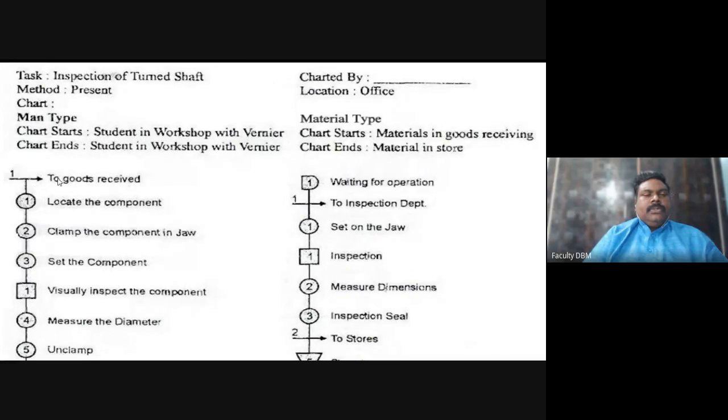To goods received, and measuring the diameter by using calipers, vernier calipers, or any other. That is operations. Unclamping is an operation. Now to the stores.